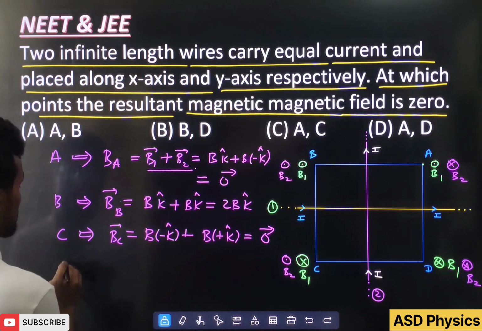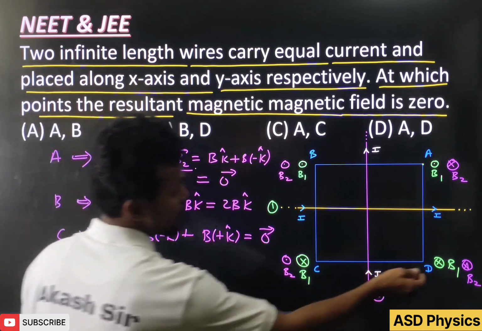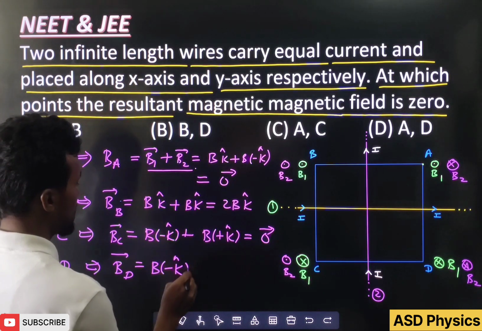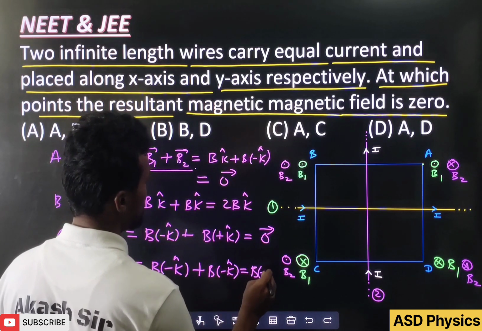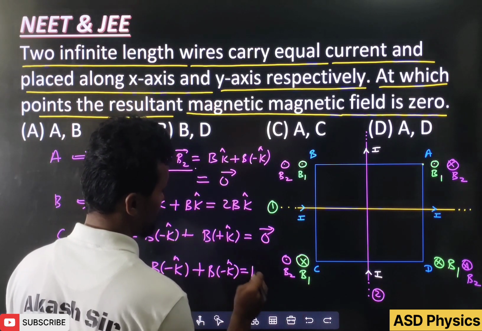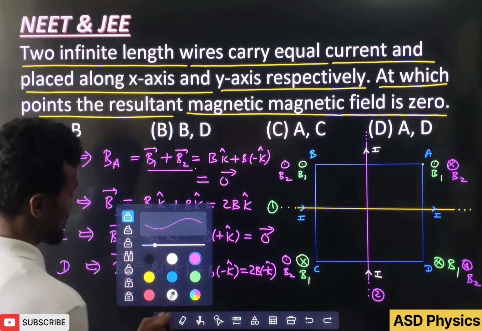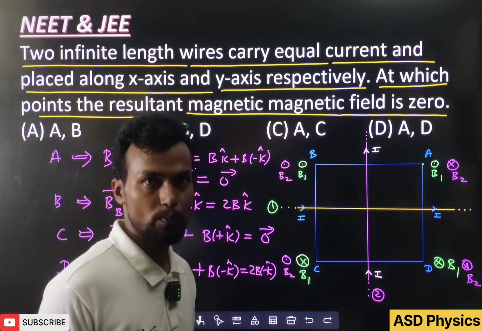After that, even if I take point D also, so BD, what will happen? See, both are in which direction? Inside. So what will happen here? B minus K cap plus B minus K cap. What is coming here? See, 2B minus K cap. Now what can we write here? We can write 2B minus K cap here. And what is the value of B? The value of B is mu naught I by 2 pi r only.